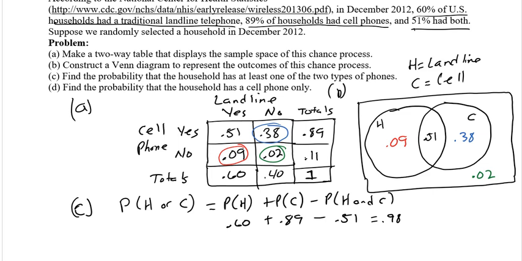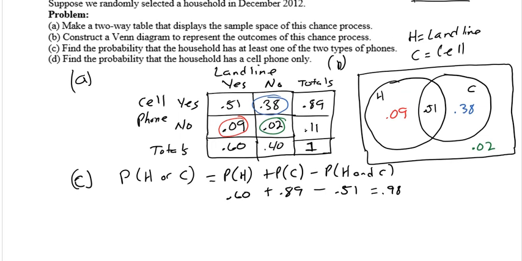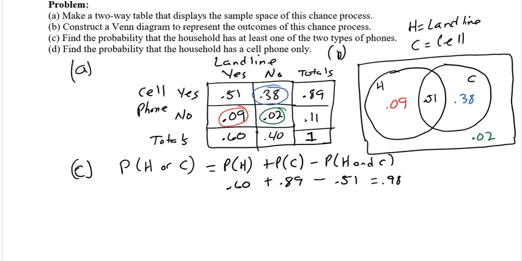And D, find the probability that the household had a cell phone only. A cell phone only. So they had no landline, but they had a cell phone. Well, that's that 0.38. We just have to take that off the table.